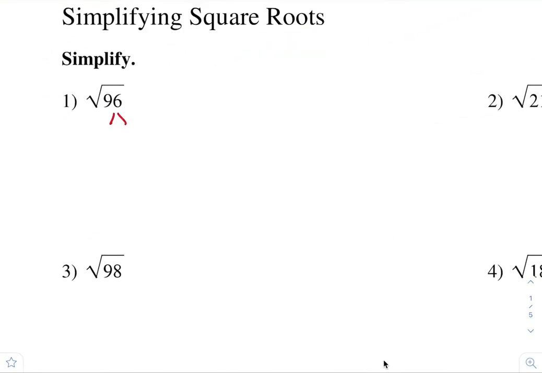So we have to make a prime factorization tree, which means we gotta factor this all the way down. I'll start off with 2 and 48, and then factors of 48, 6 and 8, factors of 6, 3 and 2, factors of 8, 4 and 2, and factors of 4, 2 and 2.